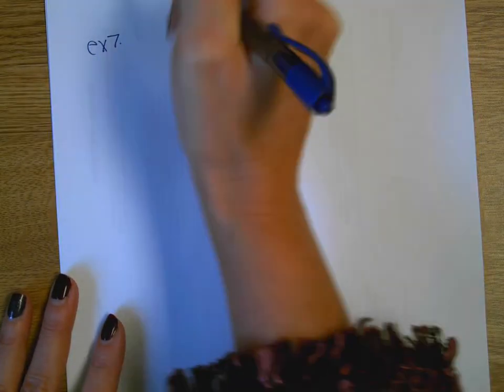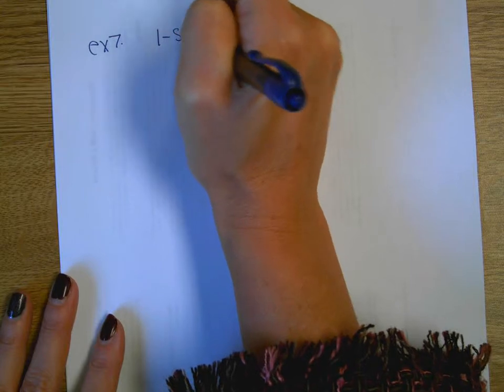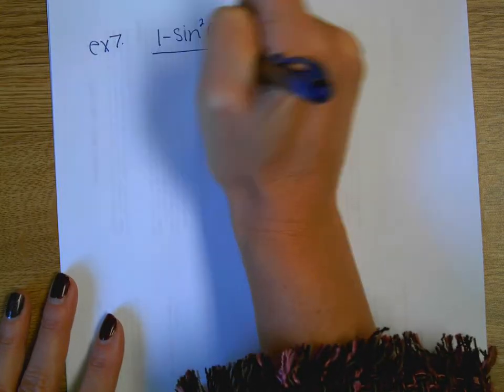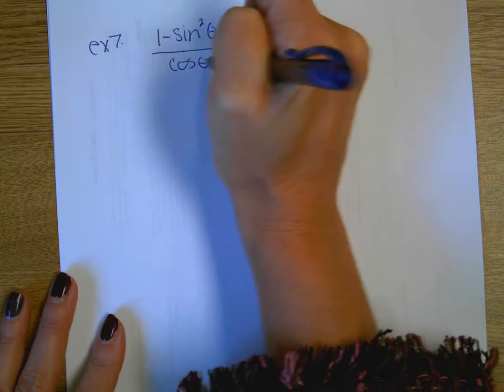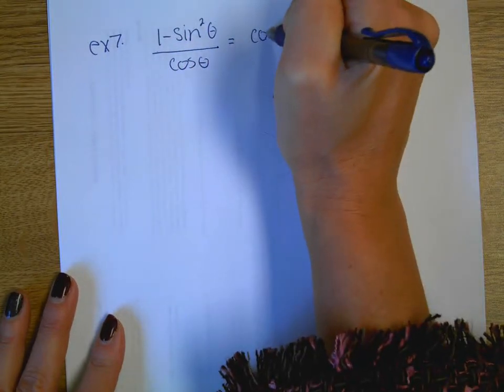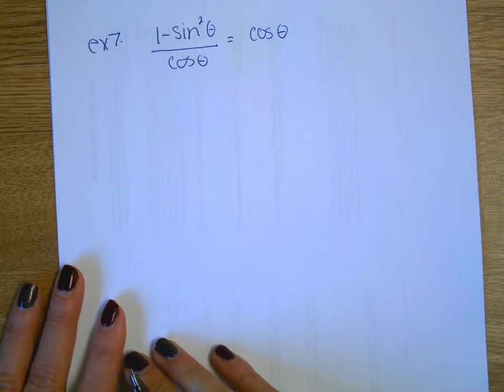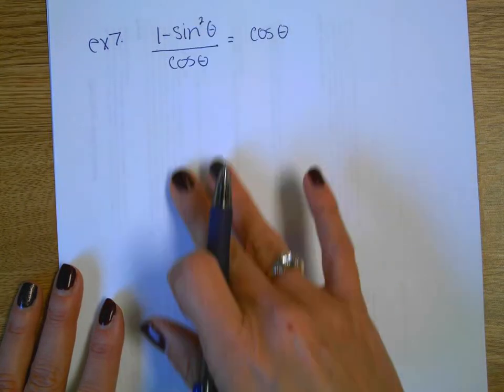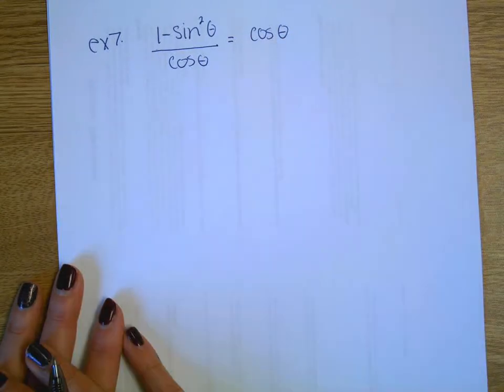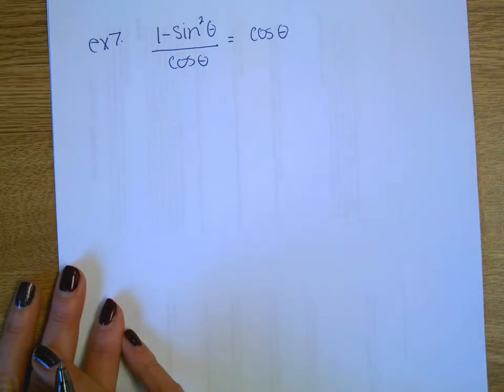All right, here we go. 1 minus sine squared over cosine should equal cosine. Verify. Are there some that you can't verify? No, if they say verify it, it has to get there. So we will take the more complicated side, do what we can, and make it equal this one. Who wants to start us out on the correct paved road?